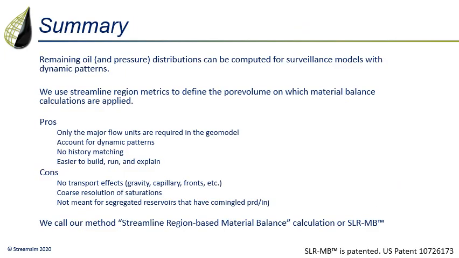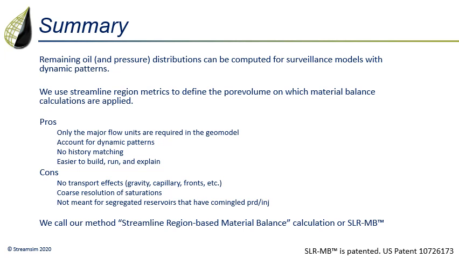In summary, we have shown how we apply material balance to dynamic well patterns for reservoir surveillance models. Specifically, we use streamline region metrics to define the well pair pore volumes on which the material balance calculations are applied. The advantages of this approach are that only the major flow units are required in the geo model, we account for the dynamic patterns, there's no history matching, and these models are relatively easy to build, run, and explain.